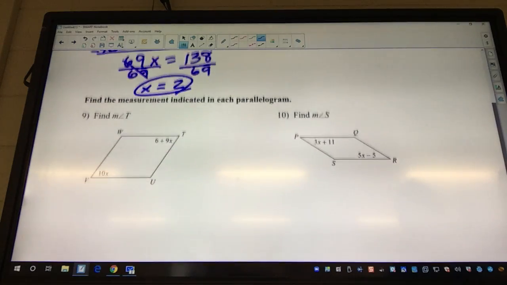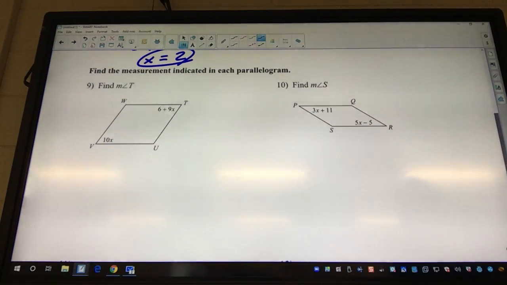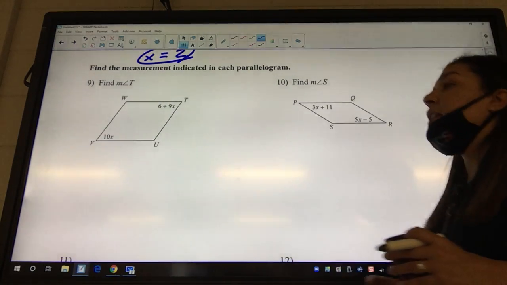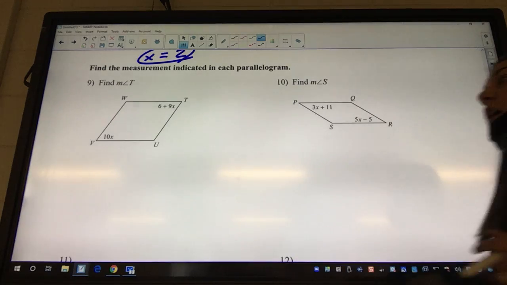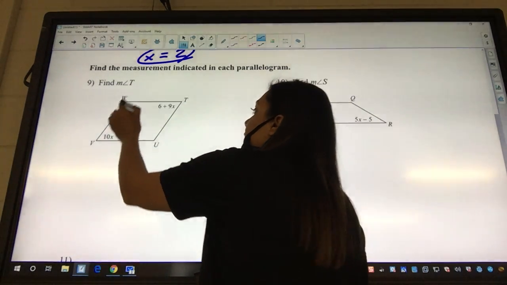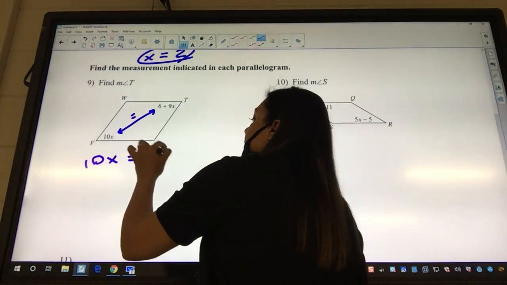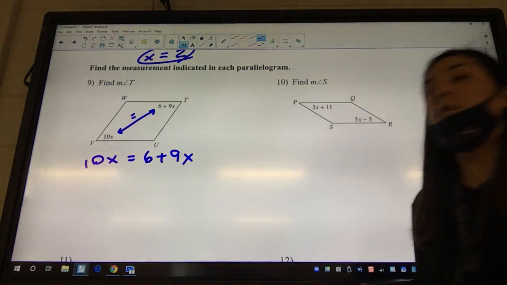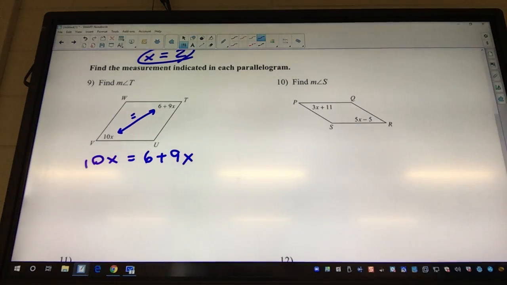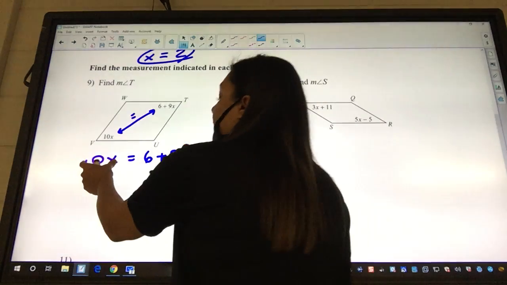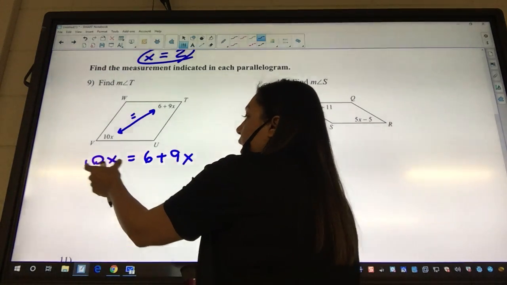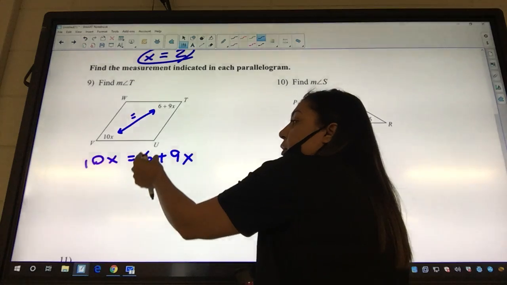Okay, this one says find the measure indicated in each parallelogram. Find angle T. Okay, so are these same sides or opposite sides? They're opposite sides, which means what? They're equal. So we can say this one is equal to this one. Okay, so I set 10x equals 6 plus 9x. Okay, we need to move our letters to the left and our numbers to the right. So what needs moved? Okay, is the 10x on the left or right side? It's on the left. Okay, what about the 9x? Now we're on the right side. Do numbers need moved?